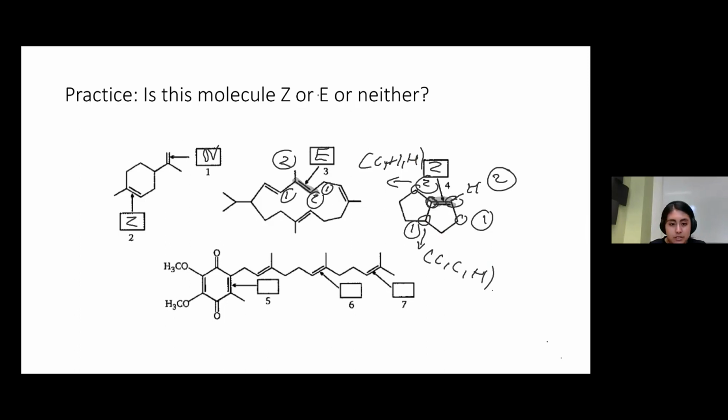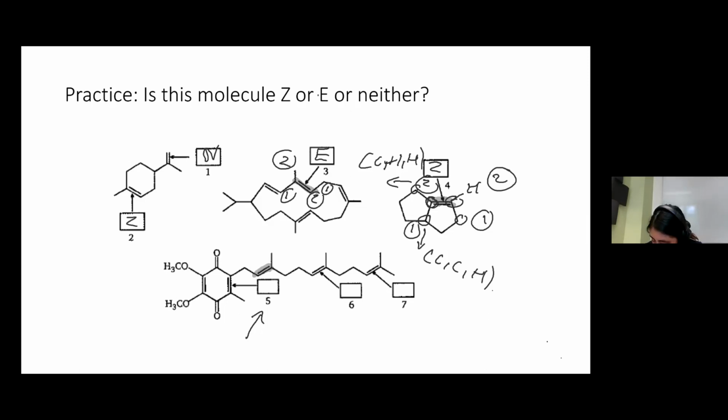Is there any questions so far? Okay, cool. So let's do this question right here, number 5. We're going to focus on this double bond right here. Does anyone want to try to answer that to see if it's Z, E, or neither? You can put it in the chat. You can say it out loud. Yeah, someone said E. It is indeed E.